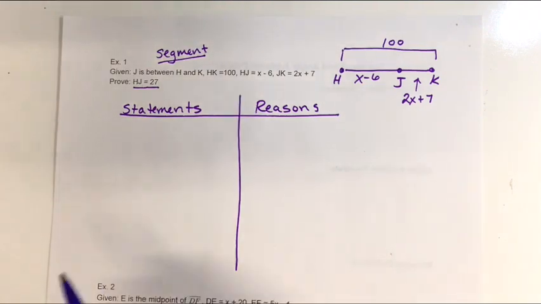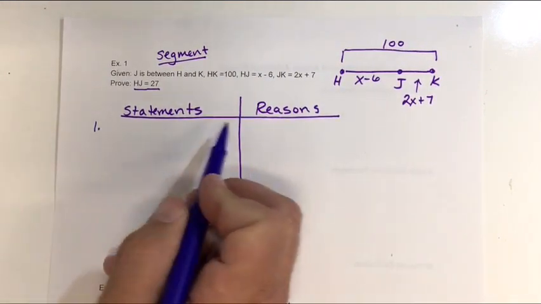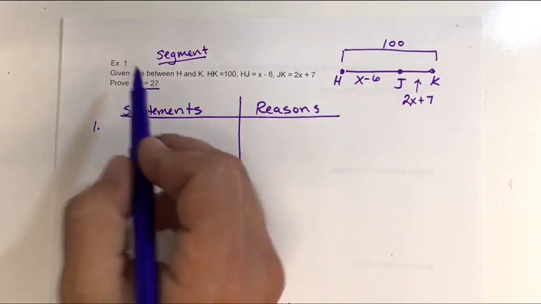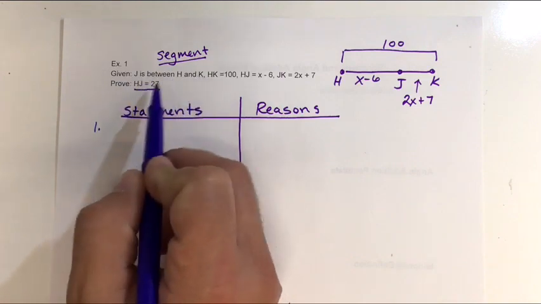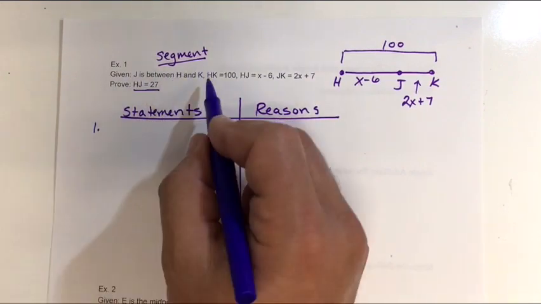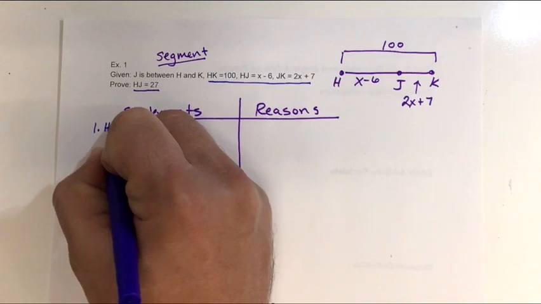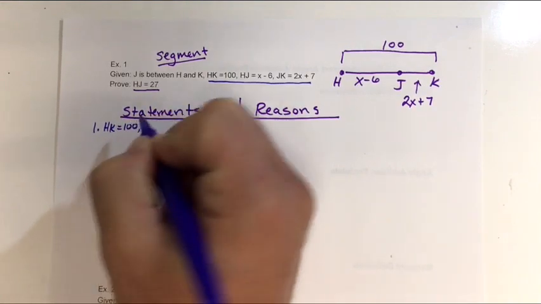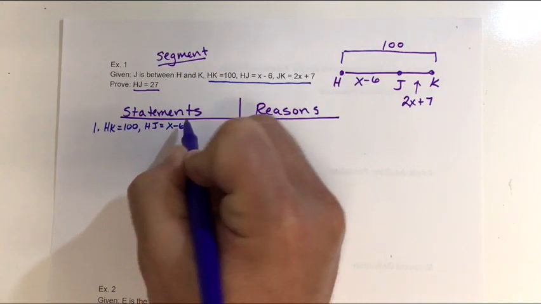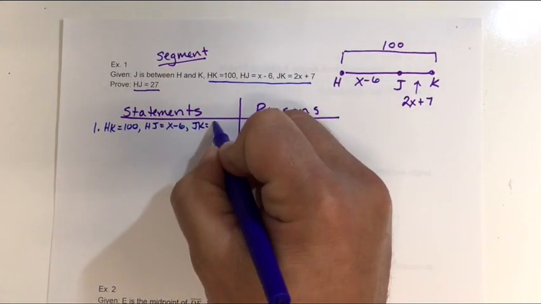Okay, so the first thing I want us to do is to number our first statement here. We're going to write our first statement, and that's always the given information. And for now, we do not have to write this part of the given. You can. If you did, I would not count it wrong. But that picture takes care of doing that. We're going to just start with this as our given. And I do want to write all of that again. HK equals 100. HJ equals x minus 6. And JK equals 2x plus 7.